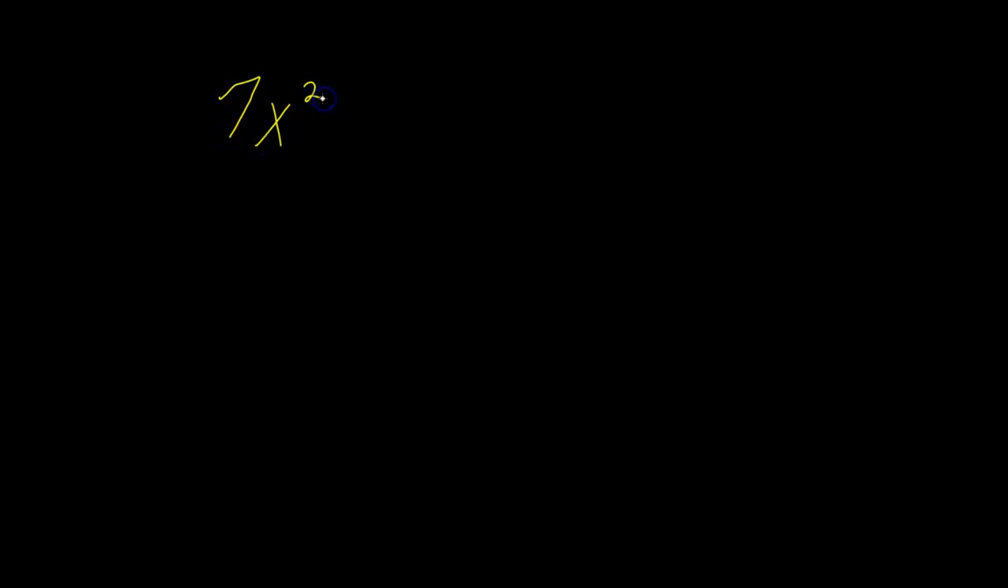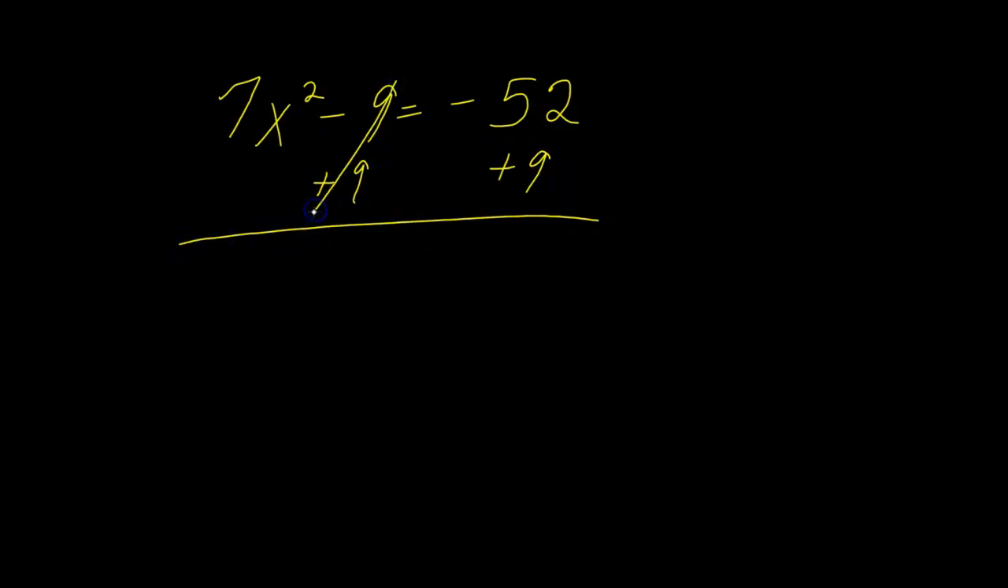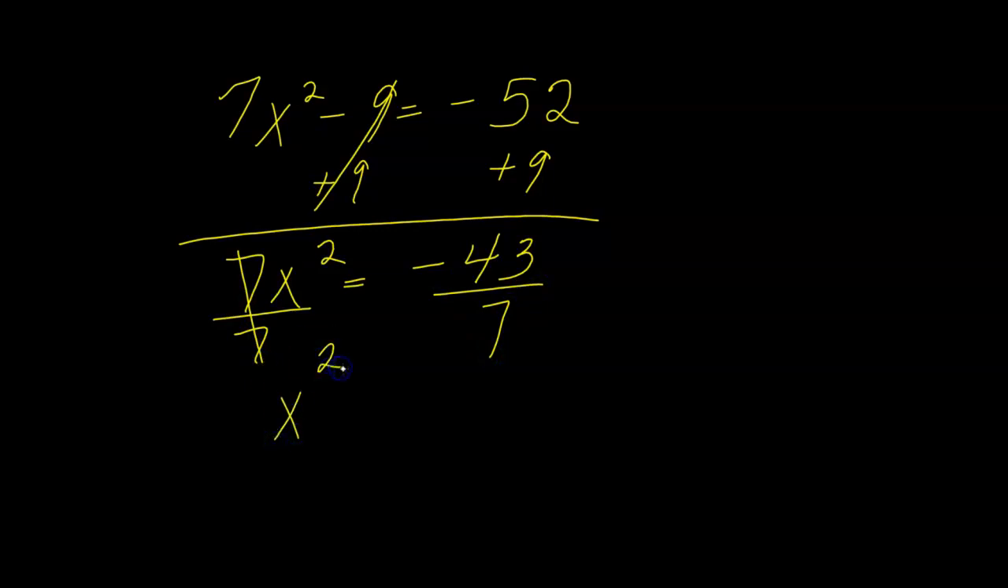7x squared minus 9 equals negative 52. So we're solving by taking square roots. The only variable I have here is this x squared, so I want to first just get this all by itself. I'm going to do that by adding 9 to both sides. My 9's will cancel. I'm left with 7x squared equals negative 43. Divide both sides by 7. Cancels off the 7's, so I'm left with an x squared over here.